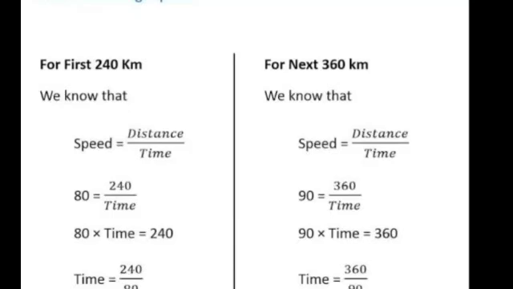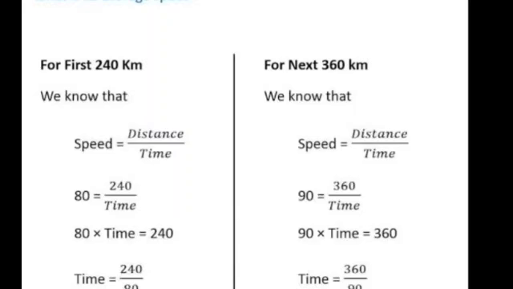Yes, for the first 240 kilometers, we know that speed is equal to distance upon time. So speed is 80, and distance is 240. We need to find the time. So 80 into time is equal to 240. Time is 240 upon 80. So time is 3 hours.